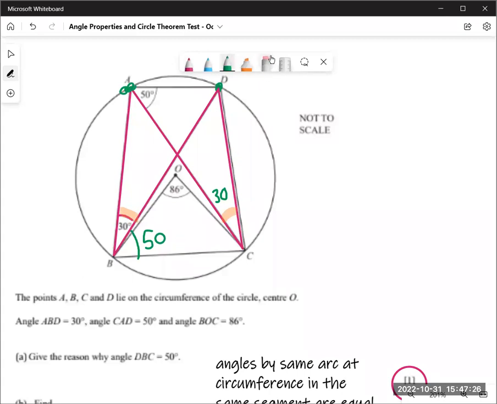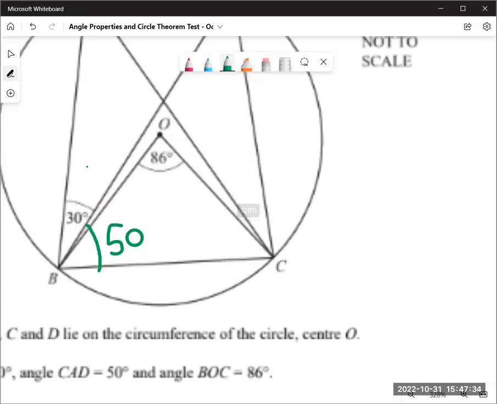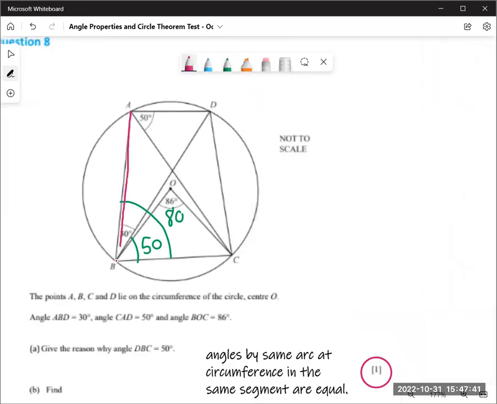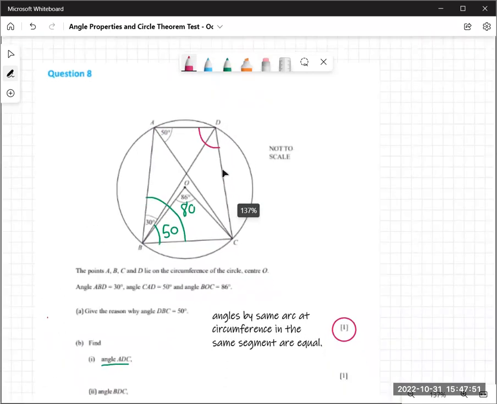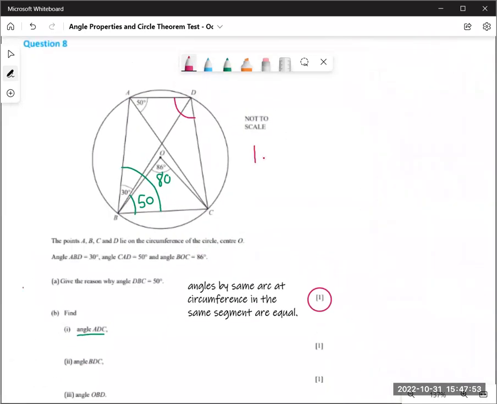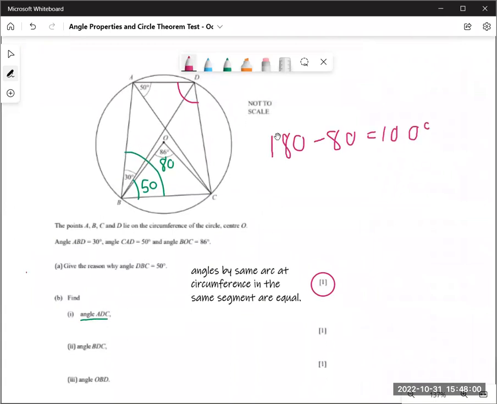Now I know this one, and I know this one, this is 50. We don't even have to do the sum of triangles. We can do this directly. Quickly tell me, what is this total angle? 80. Now we know that this is a cyclic quadrilateral. So if that is a cyclic quadrilateral, then what will angle ADC be? 100. Opposite angles add up to 180. So 180 minus 80 is going to be 100. So ADC is 100.